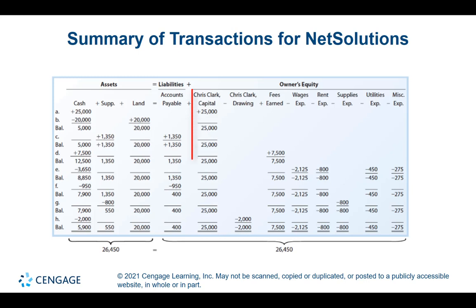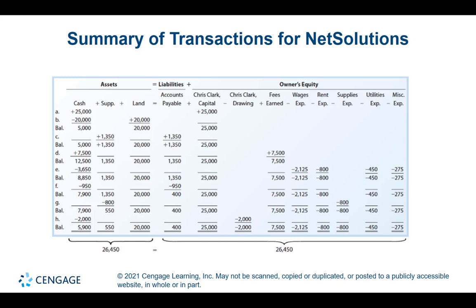Capital is a type of owner's equity account. When the owner or the shareholder puts money into the business, injecting funds so that the business could operate initially and ongoing when it needs additional funding. We see here that the owner, Chris Clark, injected $25,000 to start off the business. This account has only one direction. Anytime there's capital, it would increase the balance.